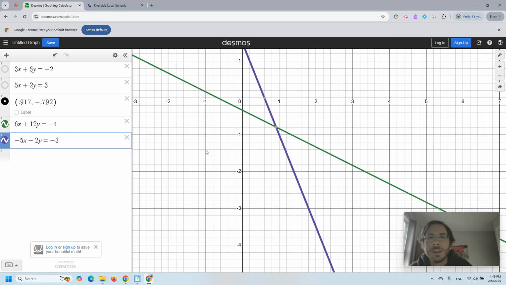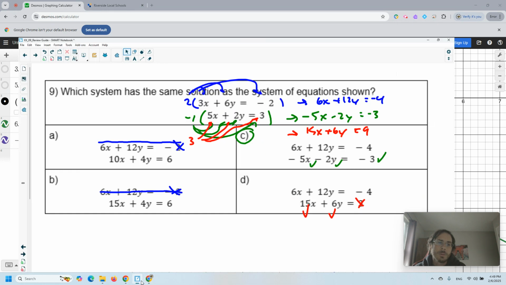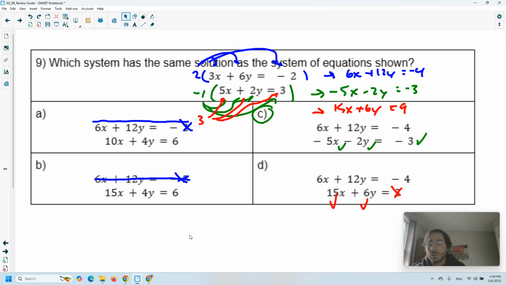See, boom, right through that dot, right through the black dot. That's exactly what we want. So that's how you get the answer. A lot longer with Desmos, but definitely doable. So if you want to do it with Desmos, you're welcome to. This one does take a little bit longer.